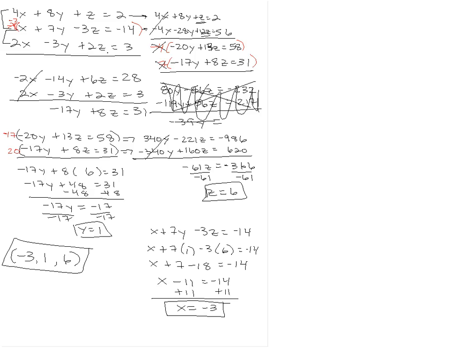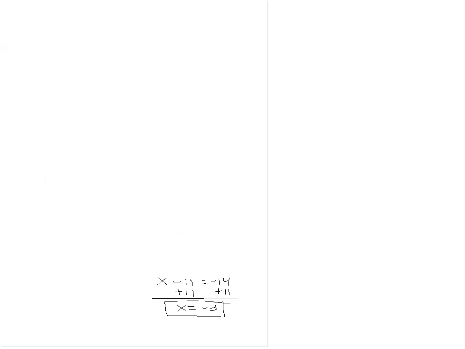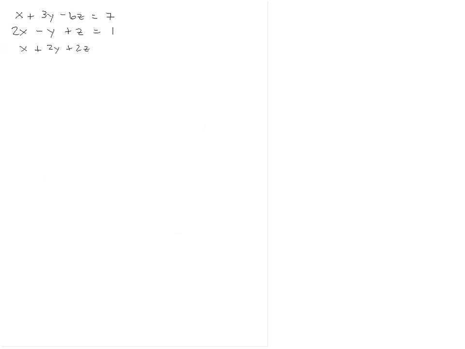All right, let's try one more since I made a little mistake there. Okay, got to be very, very careful. All right, x plus 3y minus 6z equals 7. 2x minus y plus z equals 1. And x plus 2y plus 2z equals negative 1.